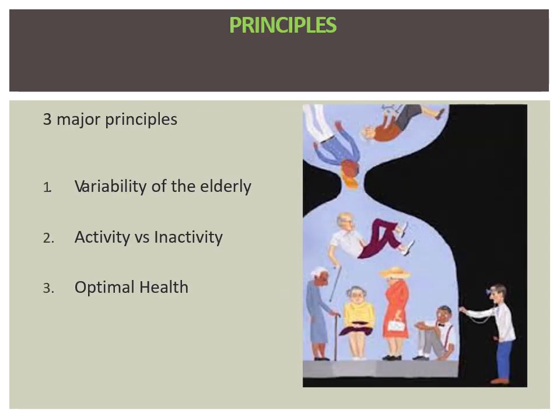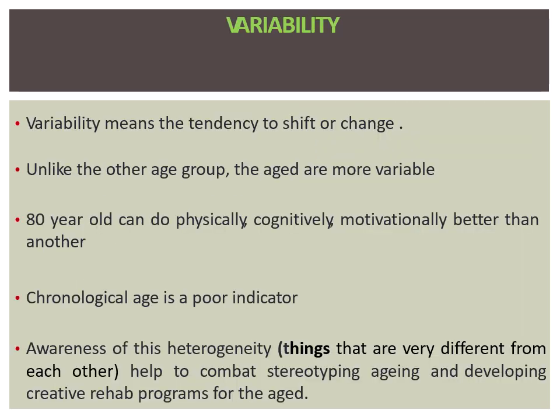The next is about principles. When you look at the principles of elderly, there are three major principles. One is variability of the elderly, second is activity versus inactivity, and the third is optimal health. These are the three main principles that we need to look into for elderly persons. First is variability. What is meant by variability? Variability means the tendency to shift or change.